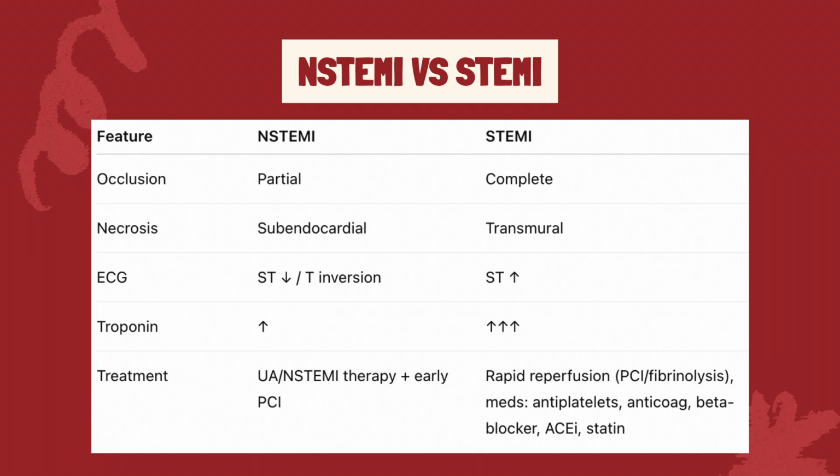Treatment for NSTEMI is similar to unstable angina. Antiplatelets, anticoagulation, beta blockers, nitrates, and risk-stratified early PCI. Treatment for STEMI focuses on rapid reperfusion. Primary PCI is preferred if available, or fibrinolysis if PCI is delayed, along with antiplatelets, anticoagulation, beta blockers, ACE inhibitors, statins, etc.